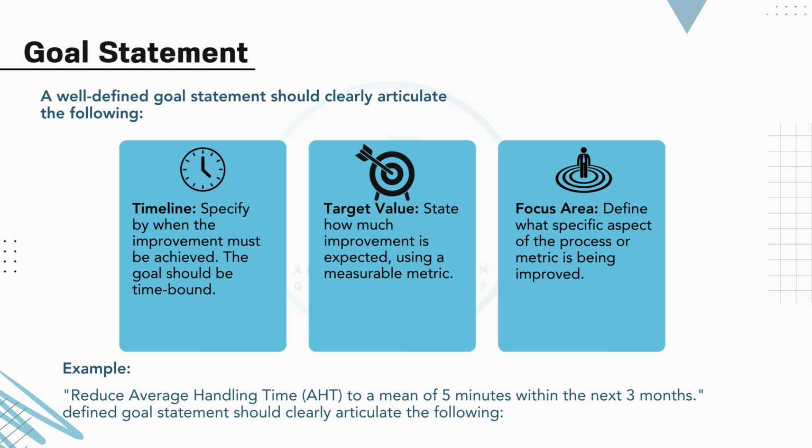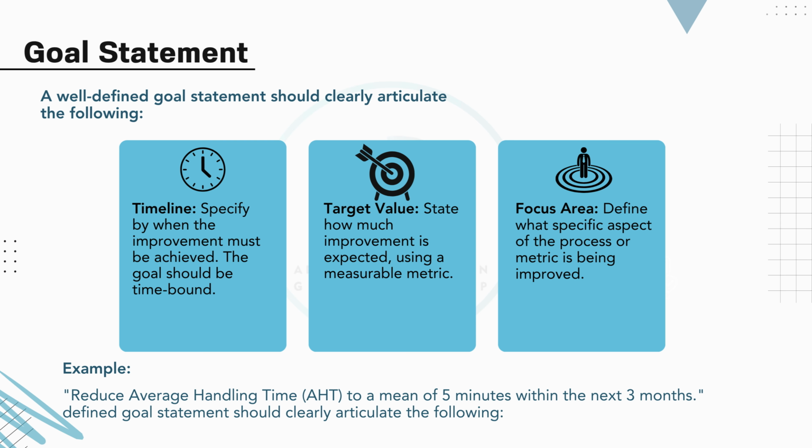Target value. This answers how much. You need a measurable outcome that quantifies the improvement. It helps in tracking progress and knowing whether the goal has been met. Focus area. This answers what. It defines the specific process, metric, or performance area being improved. Clarity here ensures that everyone understands exactly what the initiative is targeting.